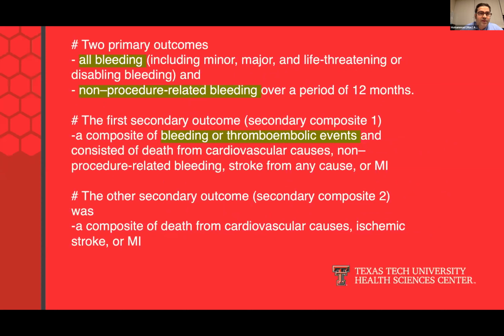And what we saw in this trial is that there were two kinds of outcomes. The primary outcome was bleeding, which was all bleeding, procedure related or non-procedure related, over a period of 12 months. The secondary outcomes were composite one, which was bleeding or thromboembolic events, and composite two, which was death or ischemic stroke or MI.